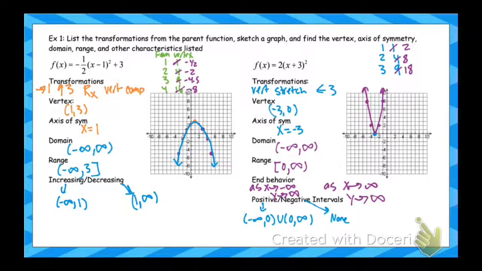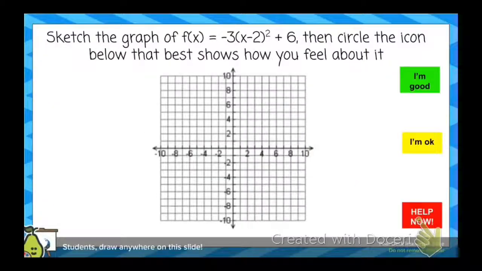All right, so now we're going to switch gears a little bit. There's an extra practice question if you want to work this one out. Actually, let me go ahead and pause the video and try it. All right, so your vertex would be at 2, 6. It's been reflected. It's been stretched by 3. So from the vertex, I went right 1, down 3, right 2, and down 12. And that gave me those points.